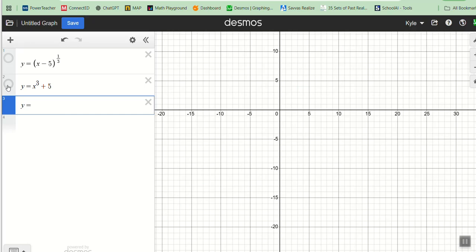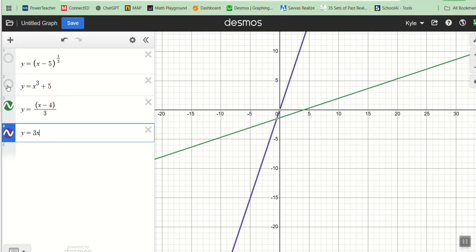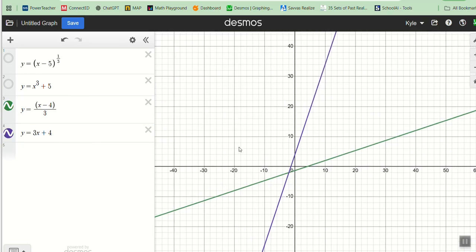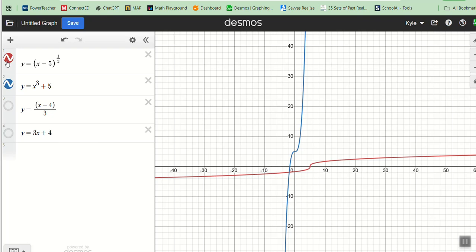So y equals, you said, (x minus 4) over 3? Yeah. And it must be 3x plus 4. Yeah. Are these graphs related? Yeah. So those are certainly related to each other. These are related to each other.